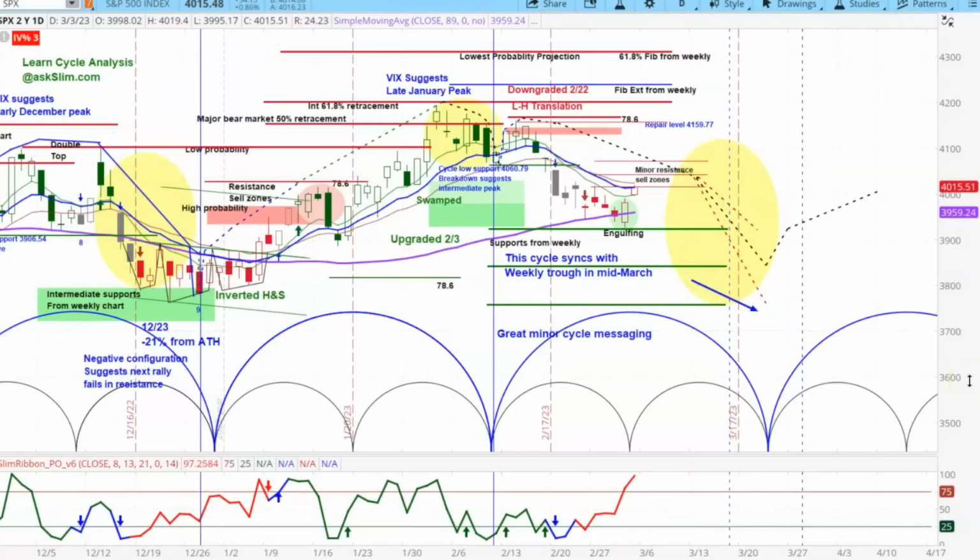That will hurt some people, and that will help some that have kept their powder dry, as we have suggested, waiting for a better opportunity where we thought was going to be mid to late March or maybe in early April. That is a look at the short-term view of the S&P 500. I hope you found that incredibly illuminating.